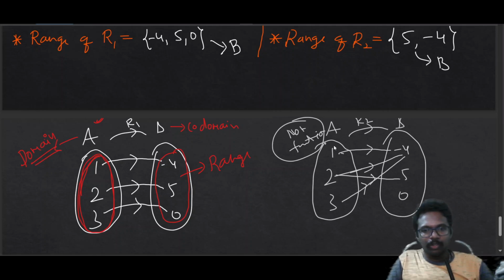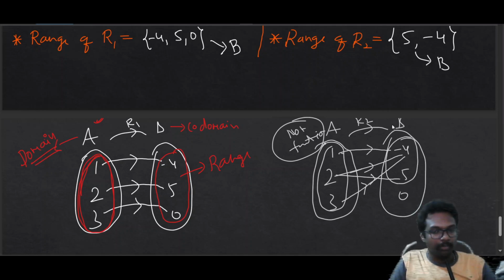But if you observe, the domain is 1, 2, 3, and the range is only minus 4 and 5. So 0 is not in the range, but B is the codomain. The first set is the domain, the second set is the codomain, and minus 4 and 5 are the only range here. So 0 does not come under the range. I hope you understood this.